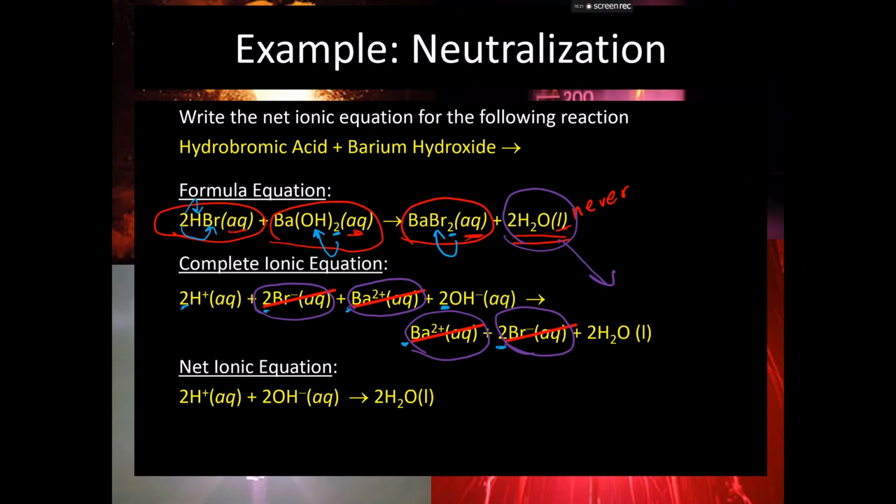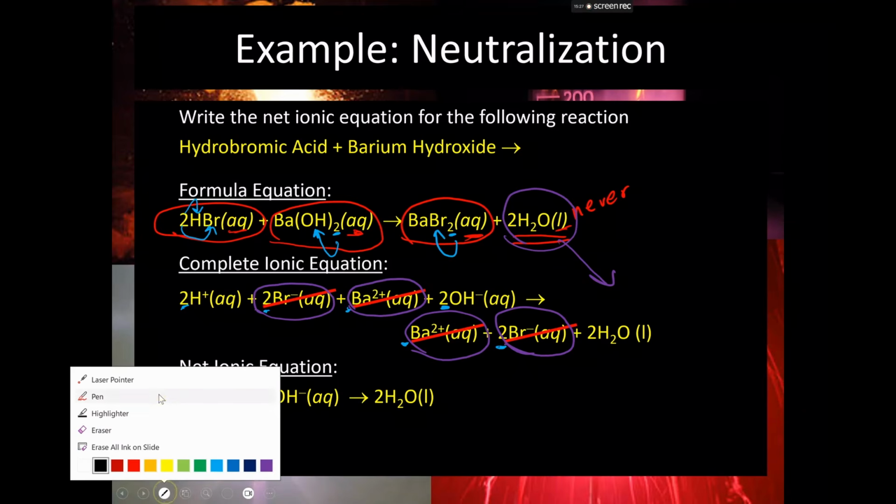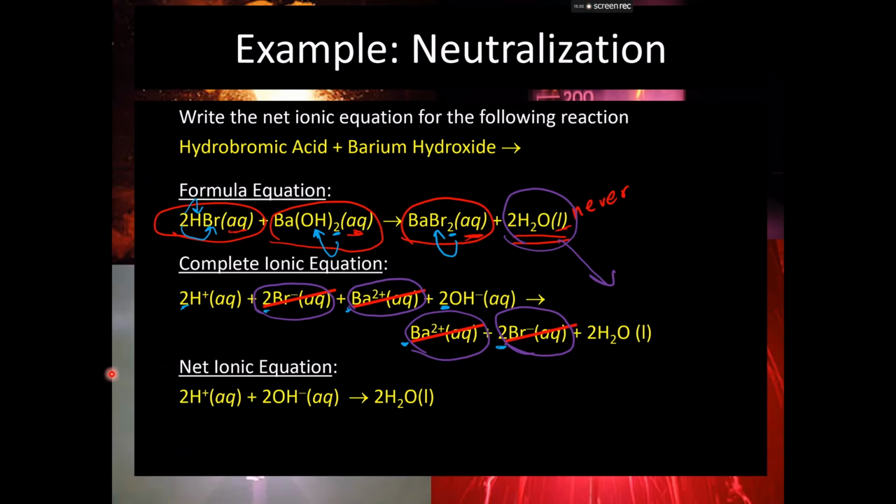Now, that is essentially what net ionic and complete ionic equations are. And what they're used for is that they're going to show us what actually happens during a chemical reaction a lot more accurately. Because in neutralization reactions, the actual reaction happens between the hydrogen ions and the hydroxide ions that make water. The bromine here and the barium were simply necessary to carry in the hydrogen and the hydroxide.